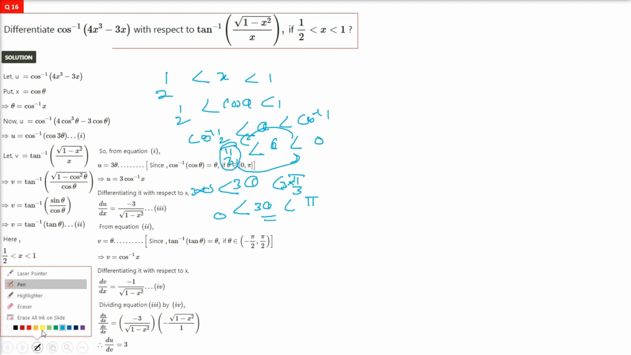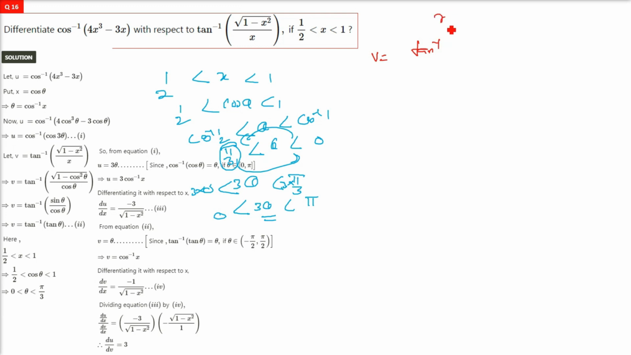Okay, first differentiation we have already done. The second part is tan inverse of under root 1 minus x square by x. So v is equal to tan inverse. In place of x you can write cos theta. So it is going to be 1 minus cos square theta divided by cos theta. 1 minus cos square theta is sin square theta. Under root of sin square theta is sin theta. Sin theta by cos theta is tan theta. So it will be just tan theta.